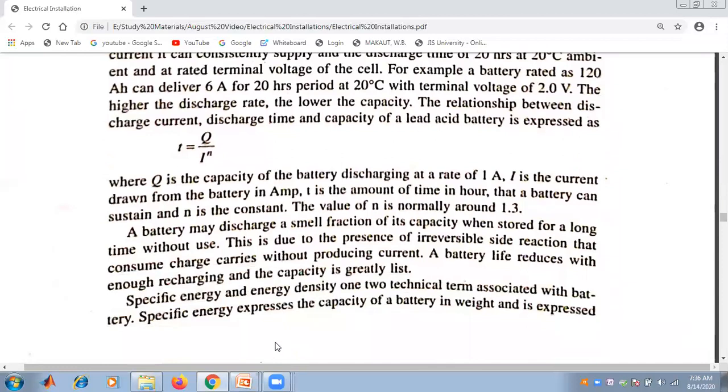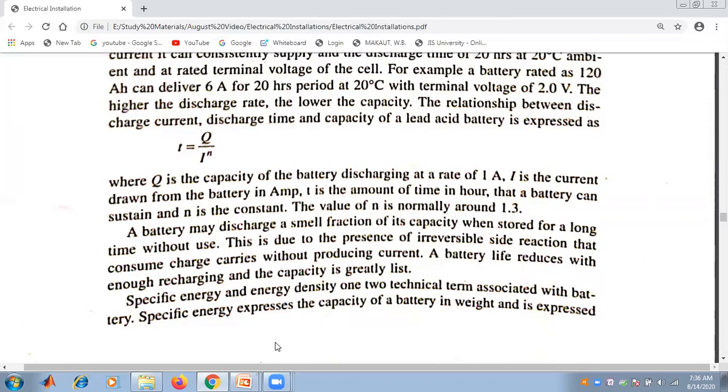A battery may discharge a small fraction of its capacity when stored for a long time without use. This is due to the presence of irreversible side reactions that consume charge carriers without producing current. The battery life reduces without enough recharging, and the capacity is greatly reduced.